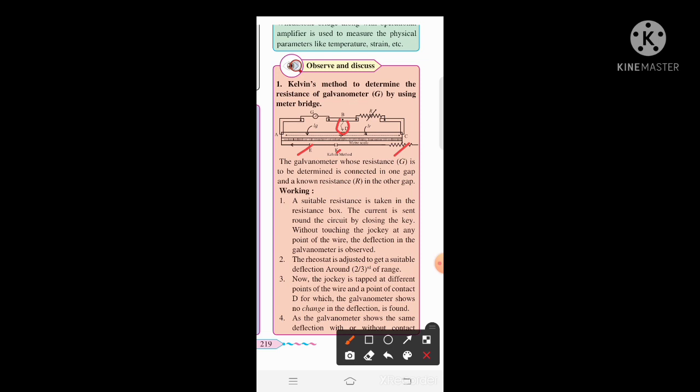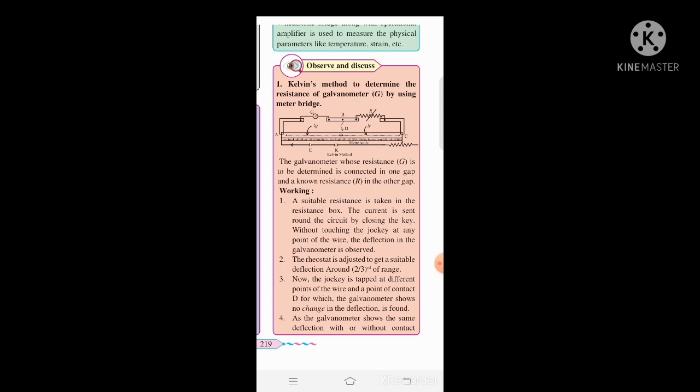The construction of Kelvin's method is the same as that of the meter bridge, but the only difference is that in place of unknown resistance X, we use the galvanometer, and the jockey is directly connected on the central metal strip, that is metal strip B. That is the only difference between Kelvin's method and the meter bridge.